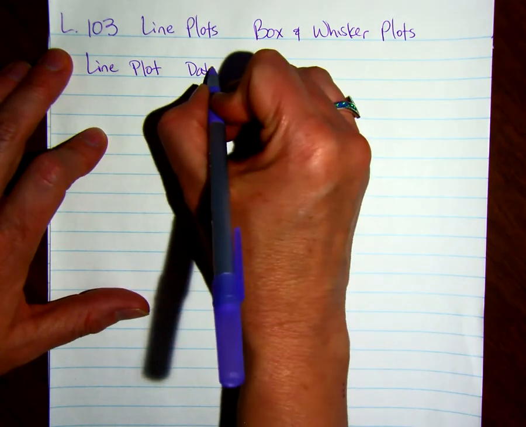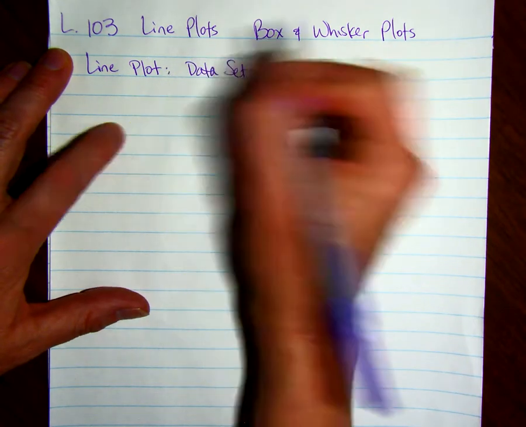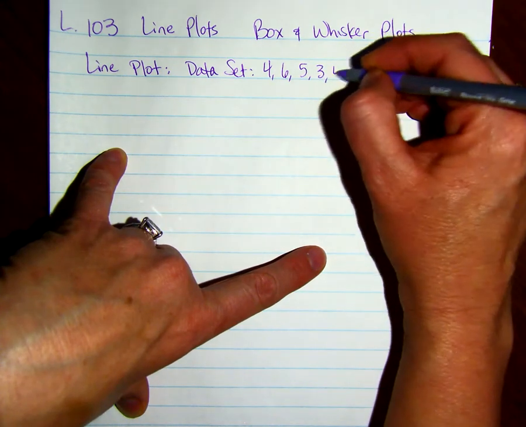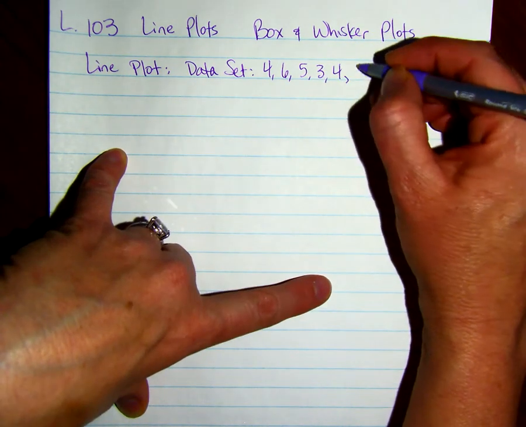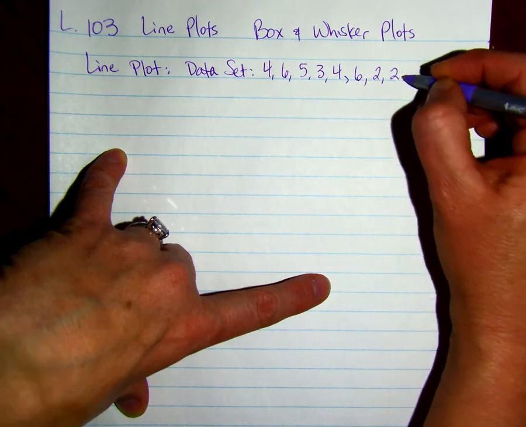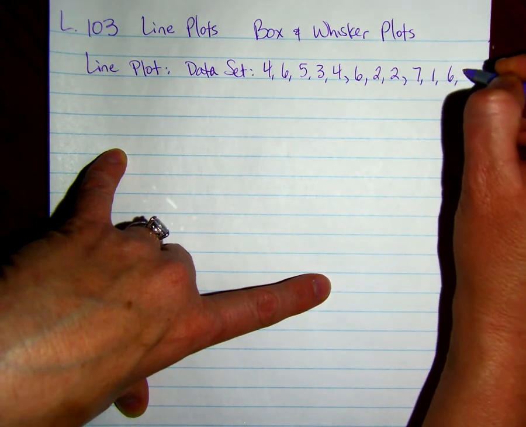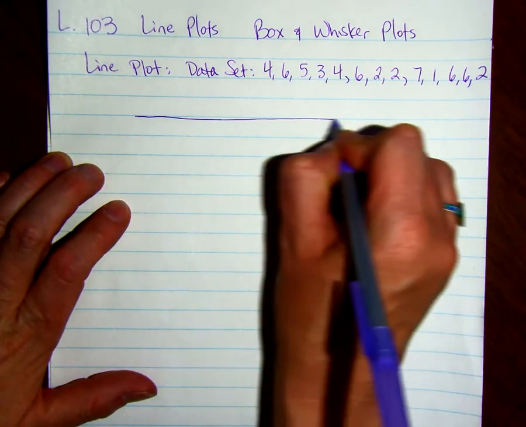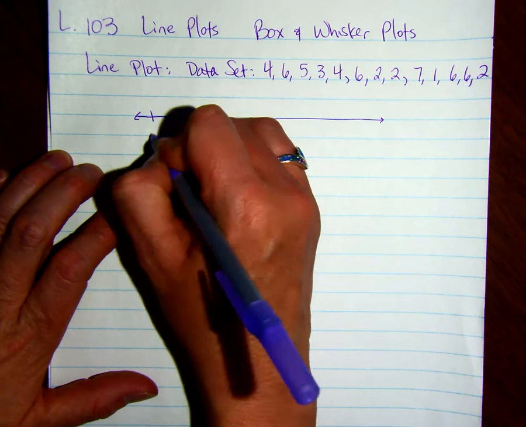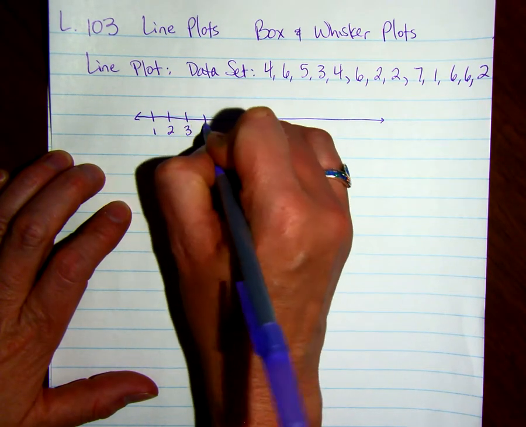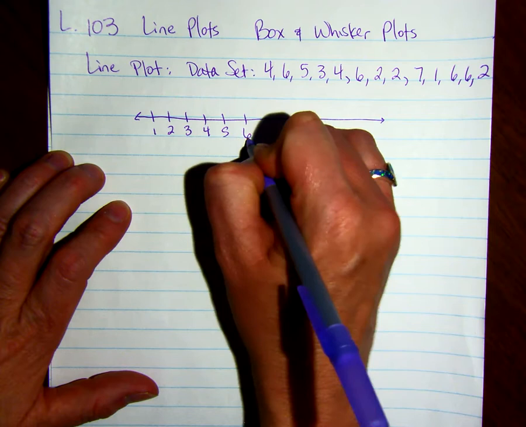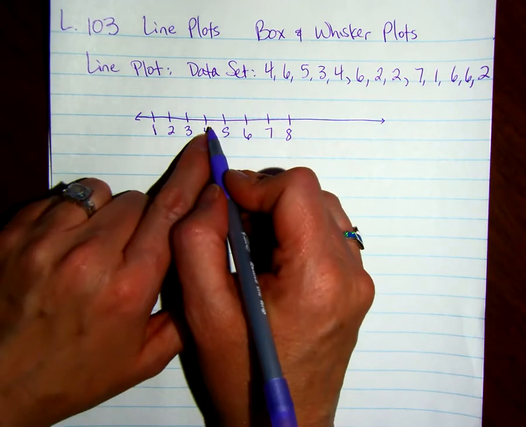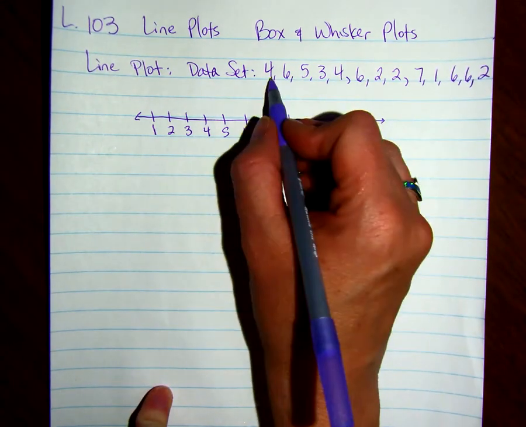So let's say our data set is 4, 6, 5, 3, 4, 6, 2, 2, 7, 1, 6, 6, and 2. To draw the line plot, you have to number your number line. So I'm going to go 1, 2, 3, 4, 5, 6, 7, 8. And then you put an X above the number line for each data point that you have, data value.